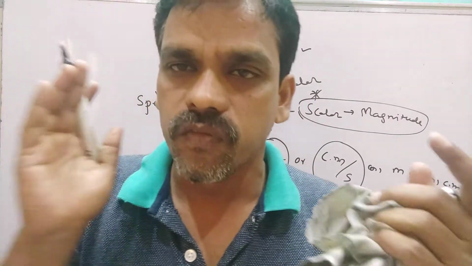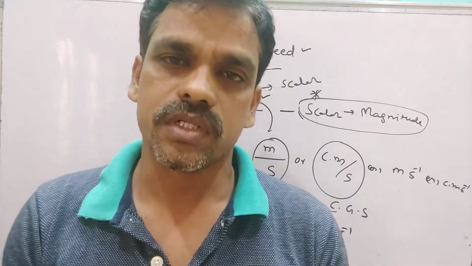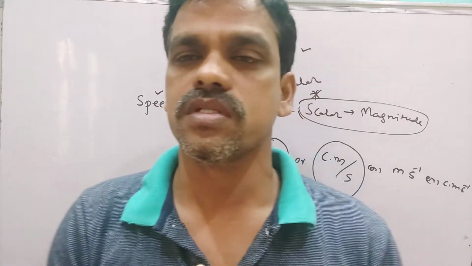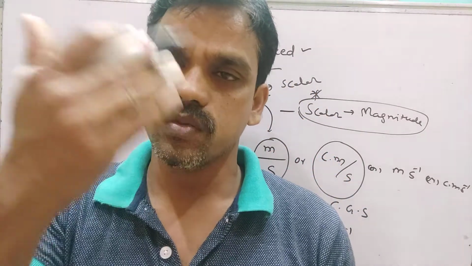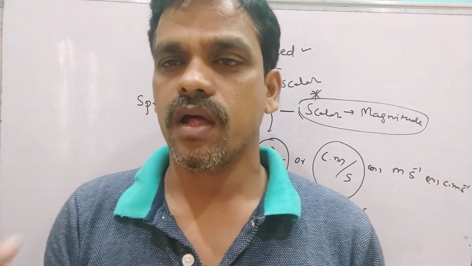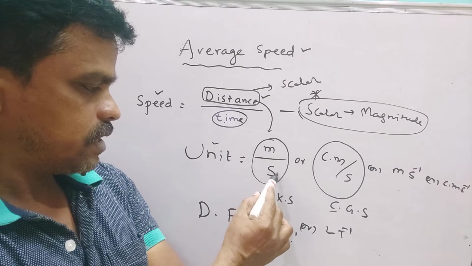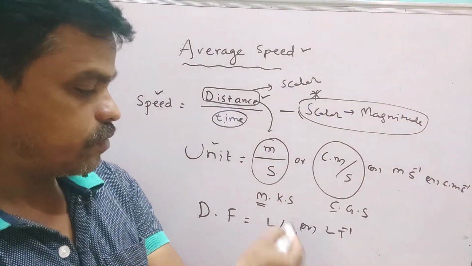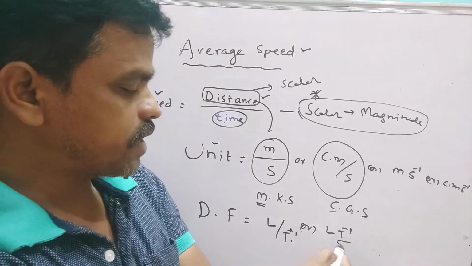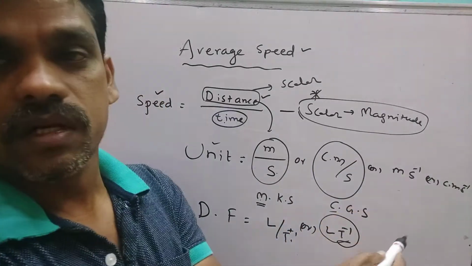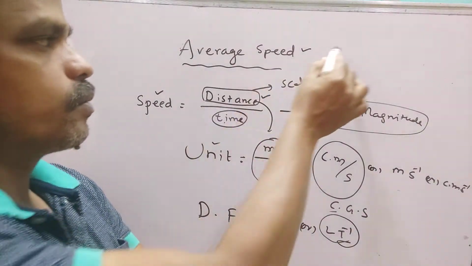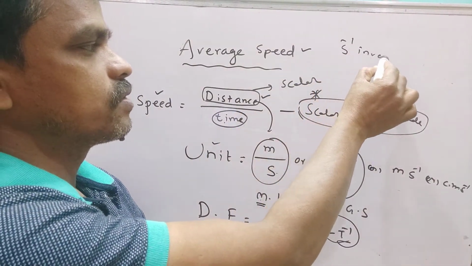Speed is nothing but how much distance a body travels in 1 second. So distance by time. Speed is a scalar. The unit is meter per second in the MKS system, centimeter per second in the CGS system. Then the dimensional formula is L by T. For meter, L, for second, time T. If T goes to the numerator, it is LT minus 1, meter per second, meter second inverse. Power minus 1 we call inverse.